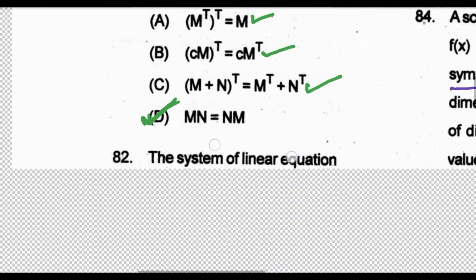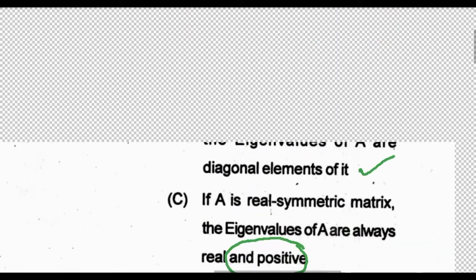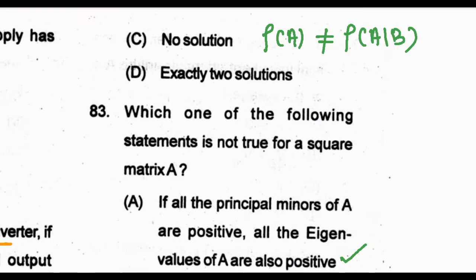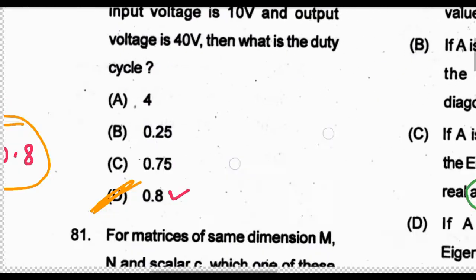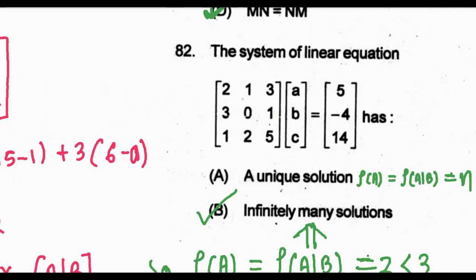Next question number 82. The system of linear equations is given here, and we have to find out what type of solution it is having. Option A, unique solution. Option B, infinitely many solutions. Option C is no solution, and option D is exactly two solutions. So if we consider this question, here this one is matrix A and this one is matrix B, and we have to find out A, B, C to comment on the solution.